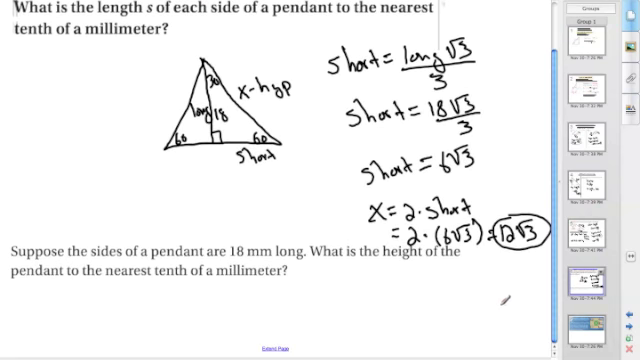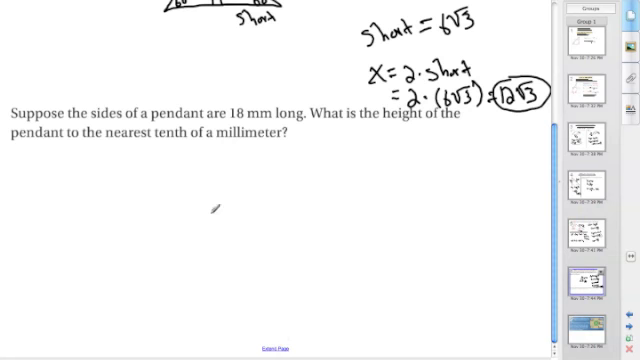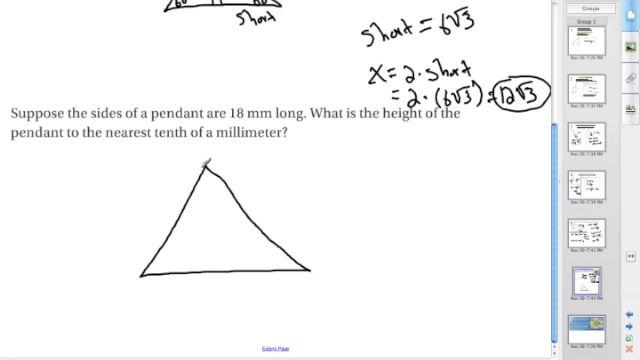You can try problem number 2 below. I will draw it, and I want you to solve it. So here we have the same pendant. Here it's still 90, 60, 30, 60. Here they give us this is 18. They want you to find the height. So that means you're going to have to find the short first.